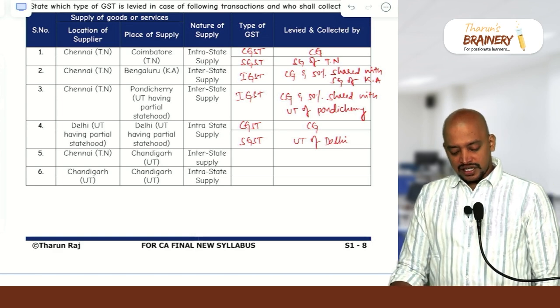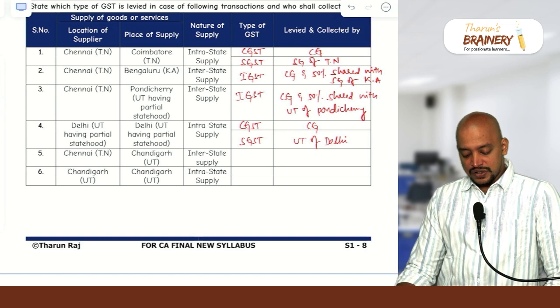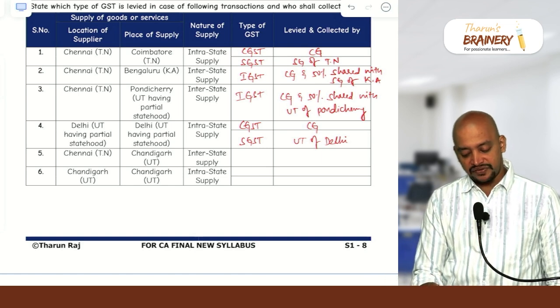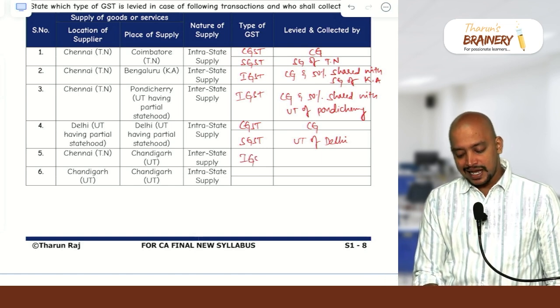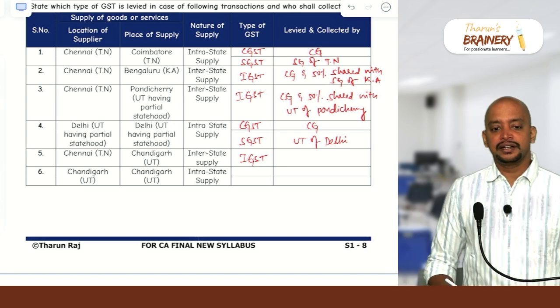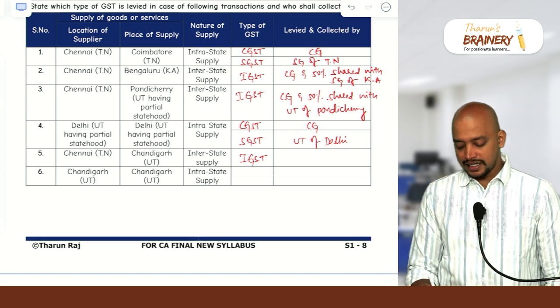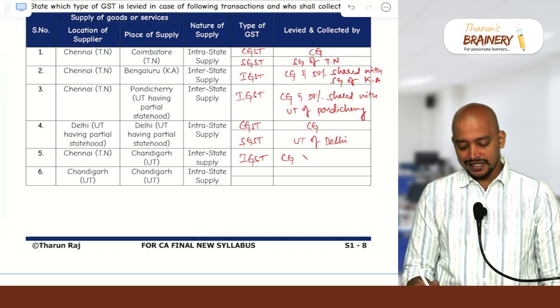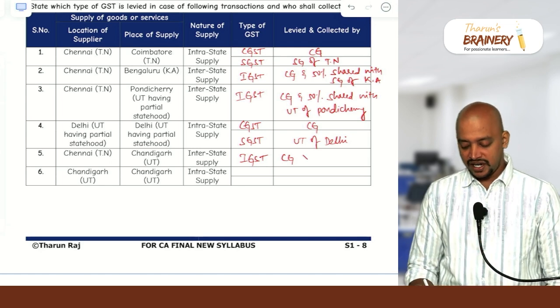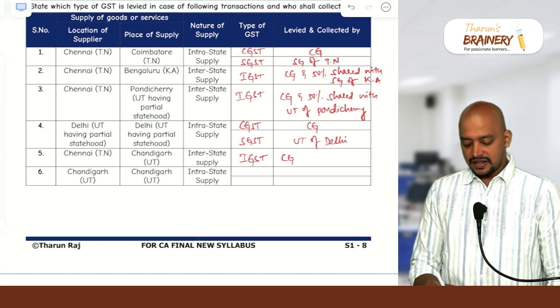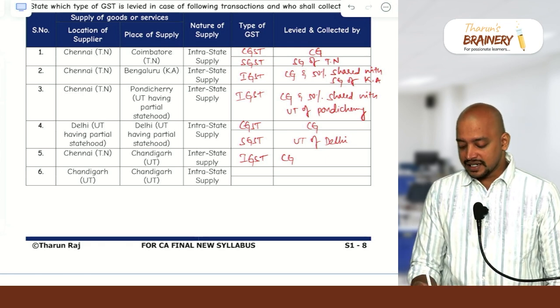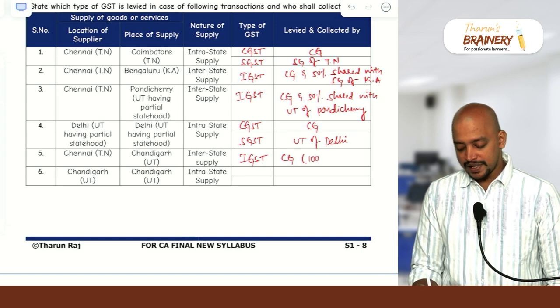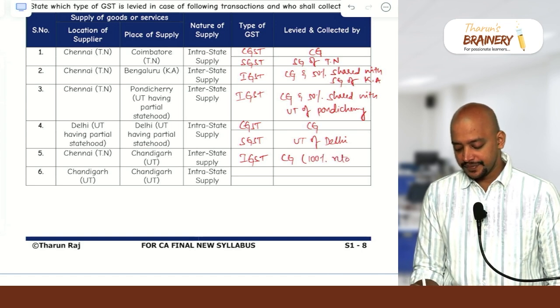Location of supplier Chennai, Tamil Nadu, place of supply Chandigarh, Union Territory, interstate supply. So type of GST will be IGST, levied and collected by the central government. Is 50% shared? No share. Why? Union Territory of Chandigarh is completely with the central government, so 100% is retained.